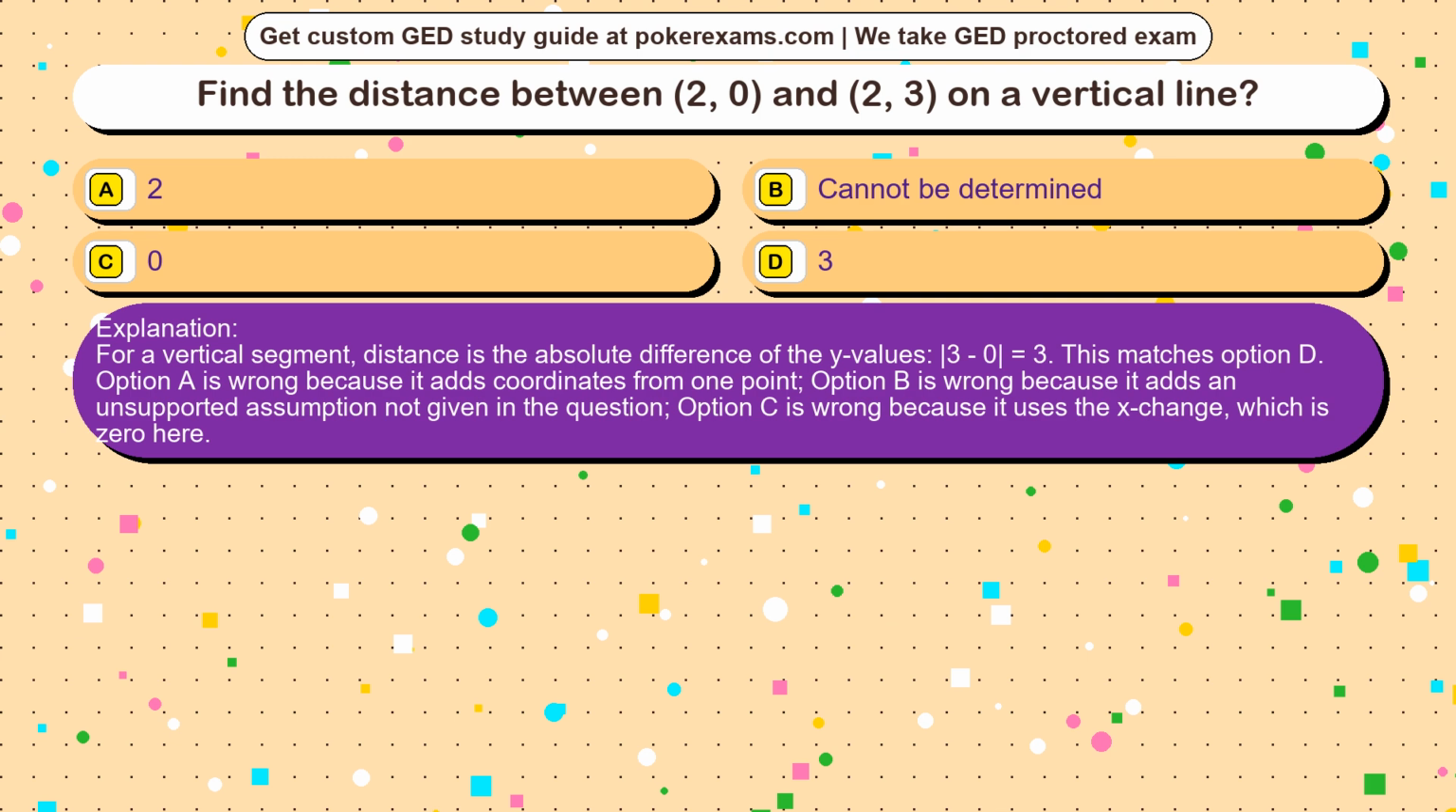Option A is wrong because it adds coordinates from one point. Option B is wrong because it adds an unsupported assumption not given in the question. Option C is wrong because it uses the x-coordinate, which is 0 here.